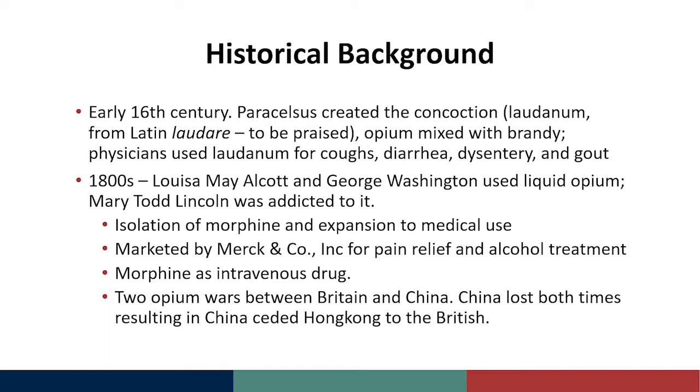In the 1800s, Louisa May Alcott and George Washington used liquid opium. Mary Todd Lincoln was addicted to it. Isolation of morphine and expansion to medical use also occurred in the 1800s, and morphine was marketed by Merck and Company for pain relief and alcohol treatment, and morphine also became an intravenous drug. Two opium wars between Britain and China occurred. China lost both times, resulting in China ceding Hong Kong to the British.